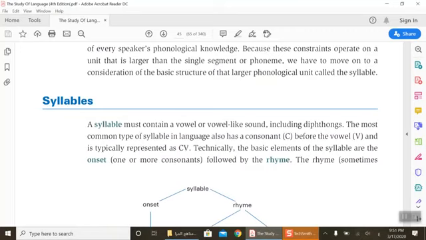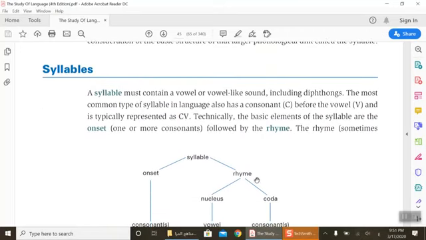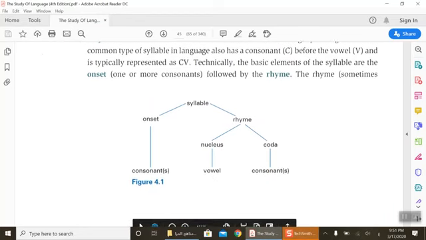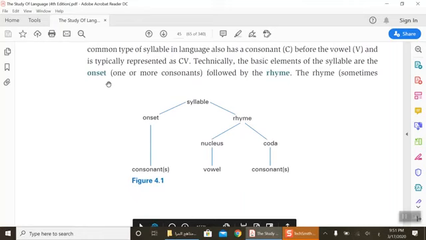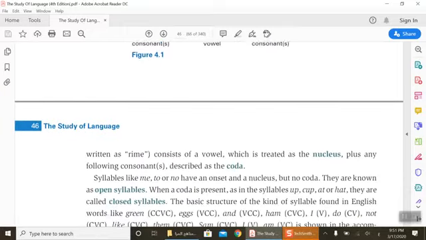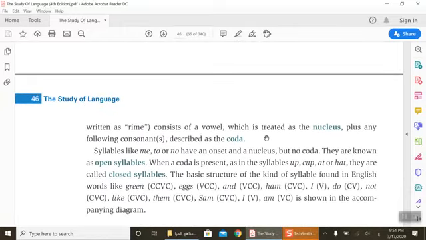We come to syllables. And you know syllables. You are familiar with syllables. And we talk about syllables with onset. We have rhyme, nucleus, coda, vowel, consonants. Okay? I think you are familiar with it. You can read it. What is onset? One or more consonants followed by the rhyme. The rhyme, sometimes written as rime, consists of a vowel which is treated as nucleus, plus etc.